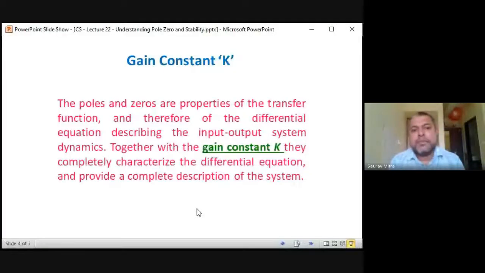Now there are two things. One very important thing is the transfer function. Poles and zeros are properties of the transfer function. Therefore the differential equation describing the input and output system dynamics, together with the gain constant k, completely characterize the differential equation. They provide the description of the system.